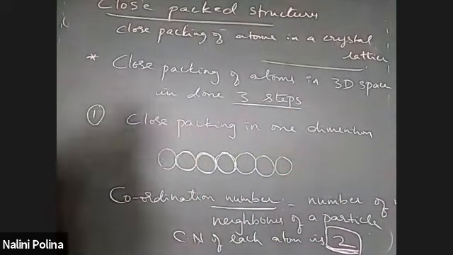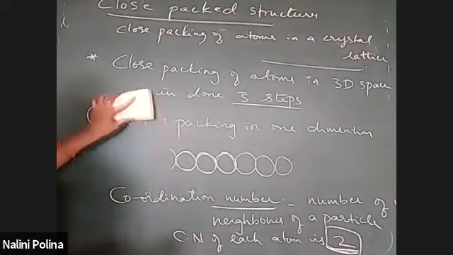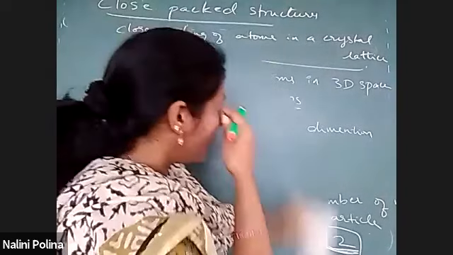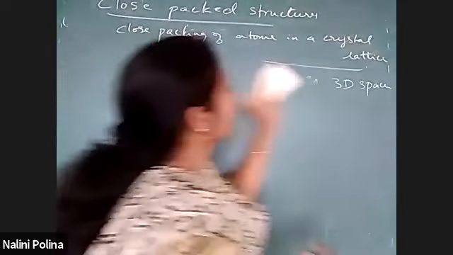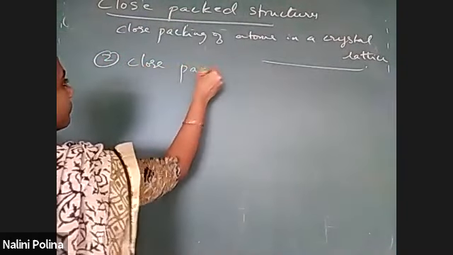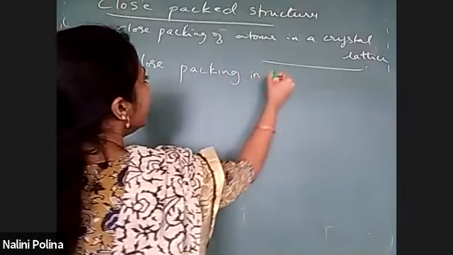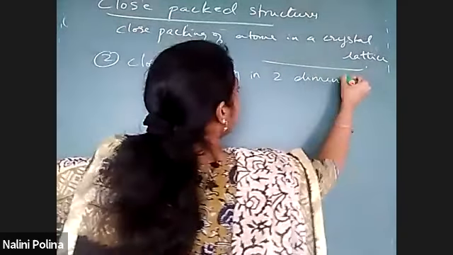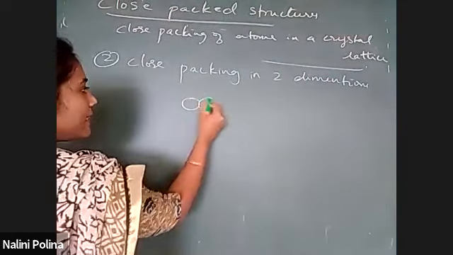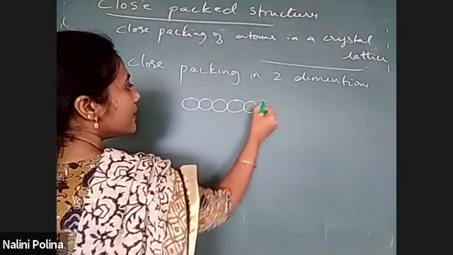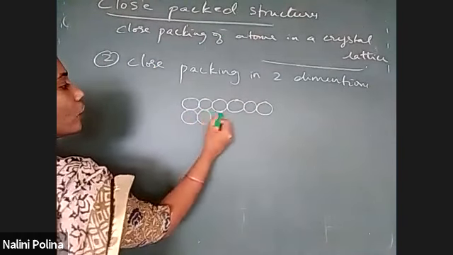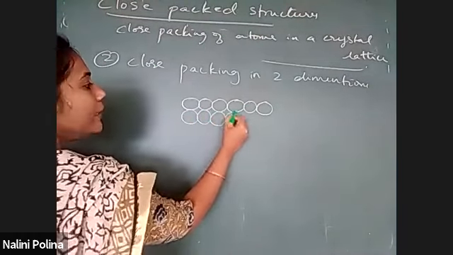So how will you do 2 dimensional packing? Take a heading: close packing in 2 dimensions. Second step, close packing in 2 dimensions. Again, in 2 dimensions there is one length and one breadth, right? We start with one dimension. So this is one possibility, and another row I will exactly add below like this. Rows to rows I'm adding, right?